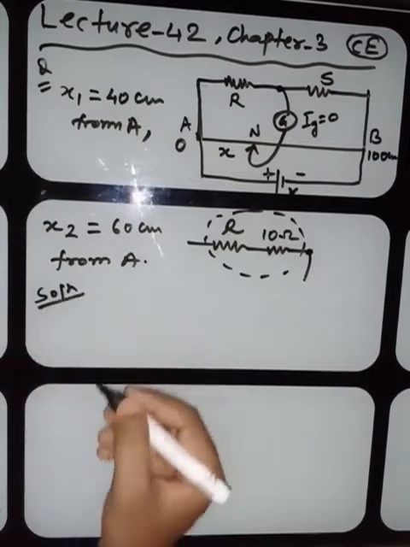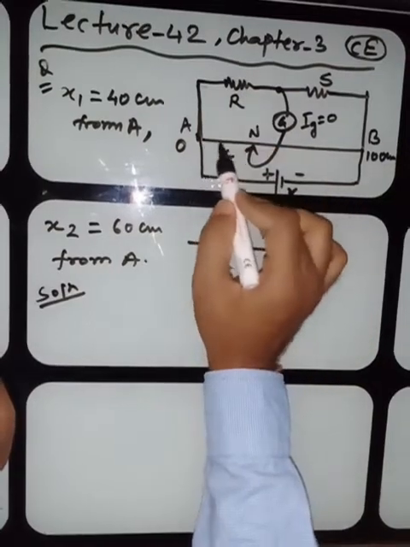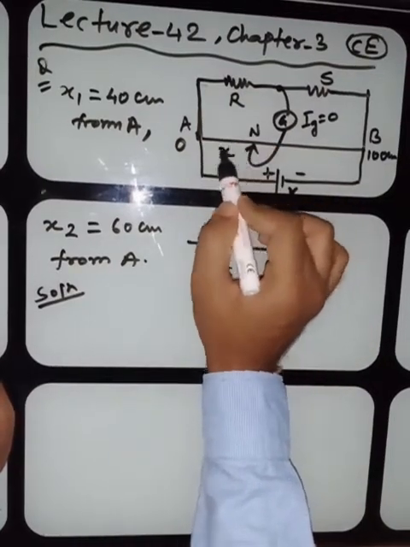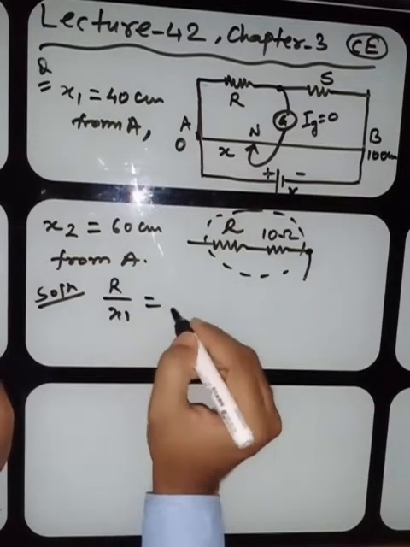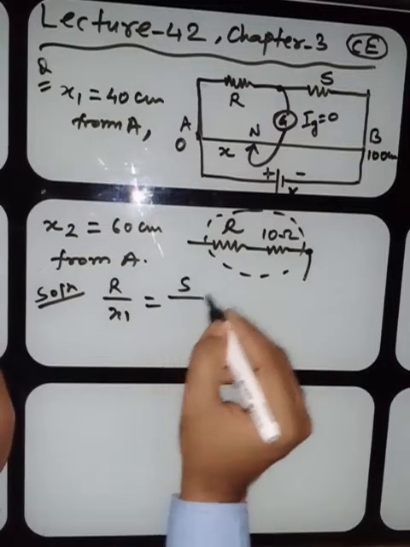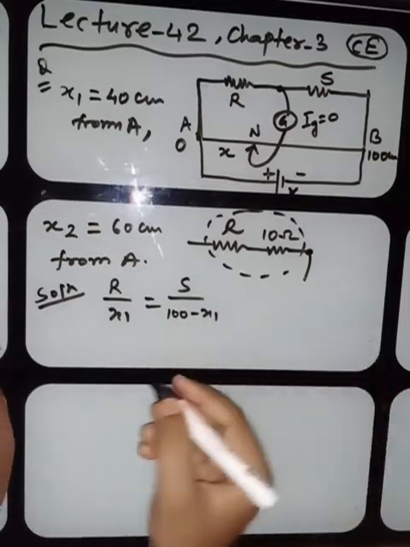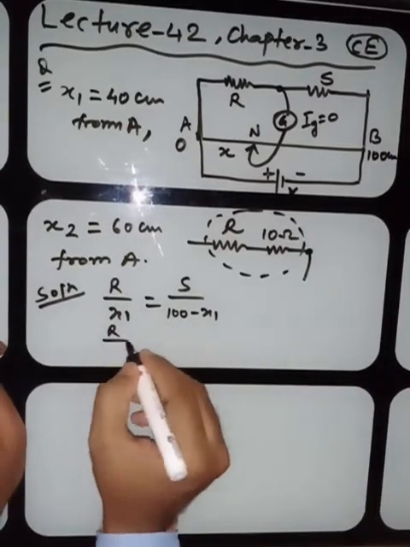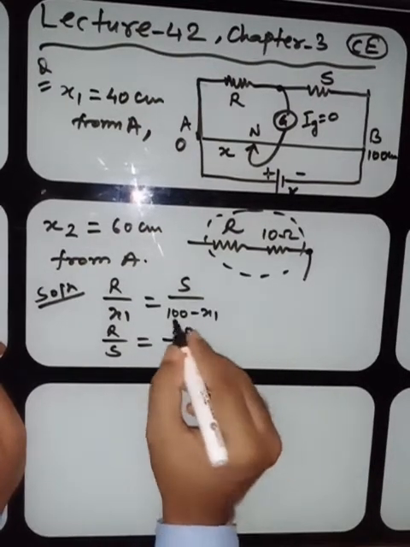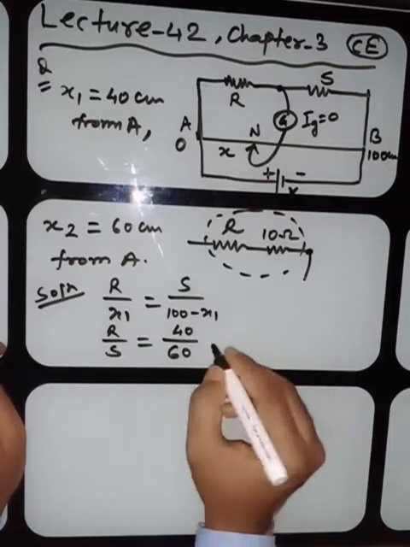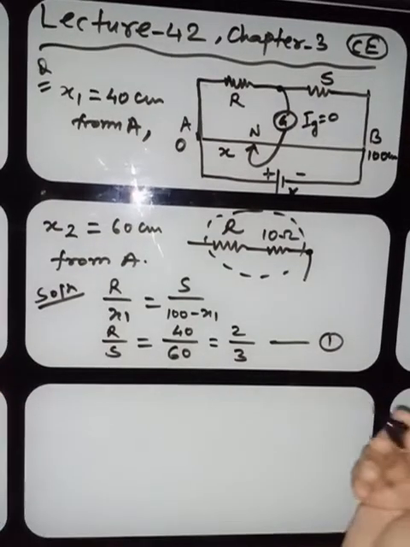Now look here. In the first case, the ratio of resistances equals the ratio of the lengths of the wire, since the wire also has resistance. So R by X1 equals S by 100 minus X1. Simply you can write R by S as X1 by 100 minus X1, that is 40 by 60, because the total is 100, and it is 2 by 3. Let this be equation 1.